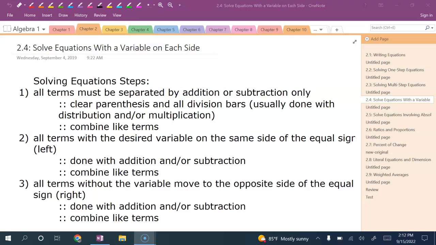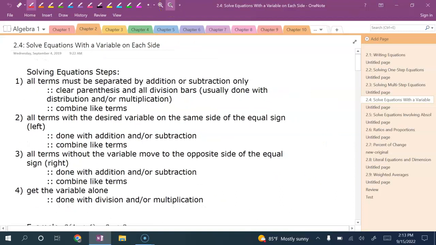Chapter 2, Section 4 is about solving equations that have a variable on both sides. And remember, when we say sides, we are talking about the left and the right of the equal sign. Now, a lot of these steps, you've already seen because you've been doing some of this work in the previous sections where we've been solving equations.